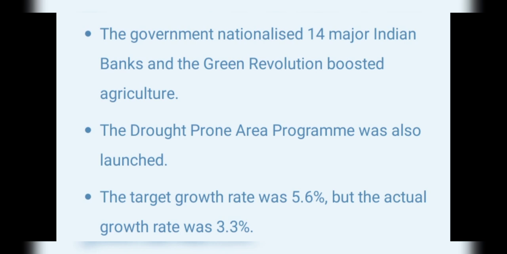The government nationalized 14 major Indian banks, and the Green Revolution boosted agriculture. The Drought Prone Area Programme was also launched. The target growth rate was 5.6, but the actual growth rate was 3.3.